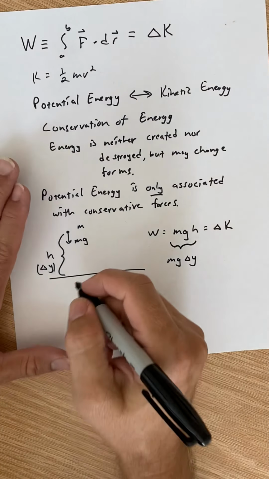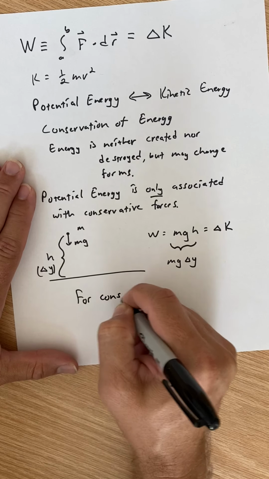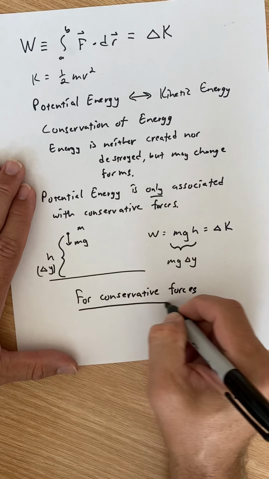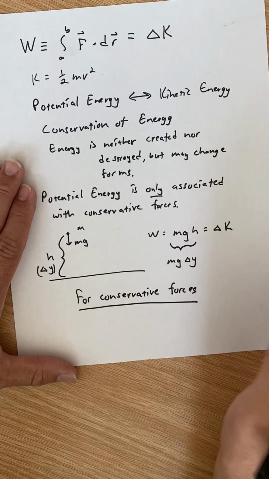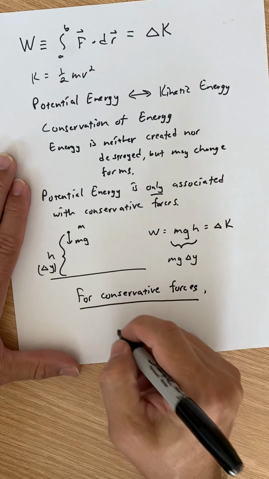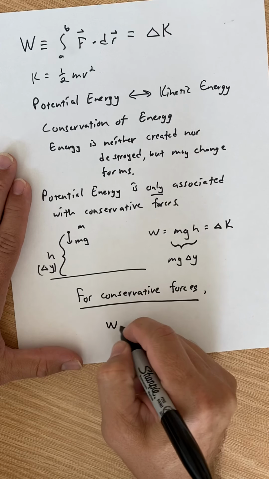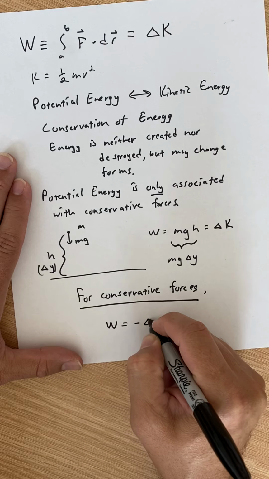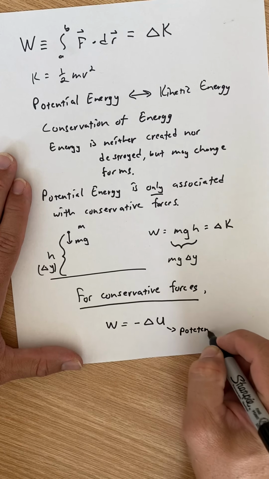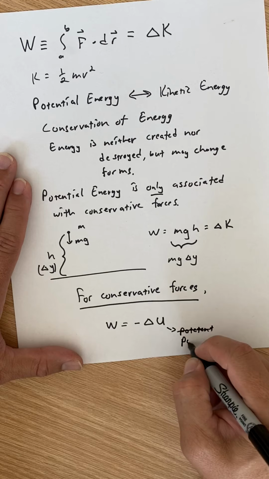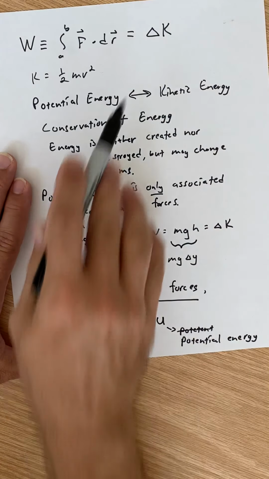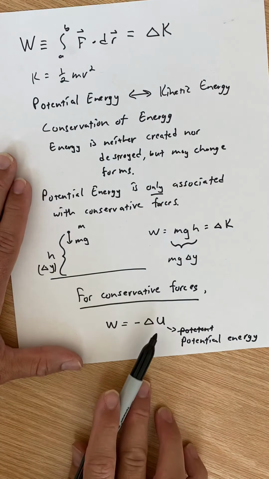As it turns out, for conservative forces, and that's only for conservative forces, right? No friction. We have to exclude friction from this. No things like air resistance. Nothing that is path dependent. For conservative forces, we can say this. The work done turns out to equal negative delta U, where U is my symbol for potential energy. So K is kinetic energy, U is going to be potential energy.